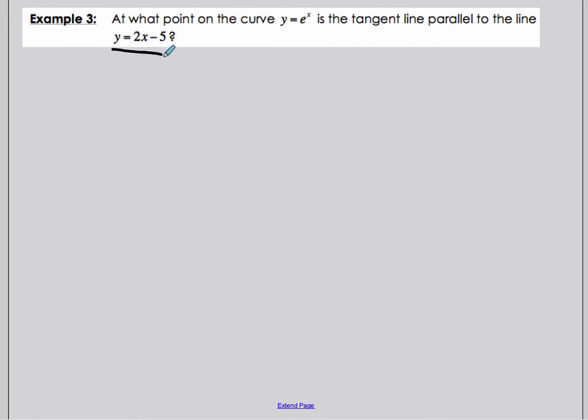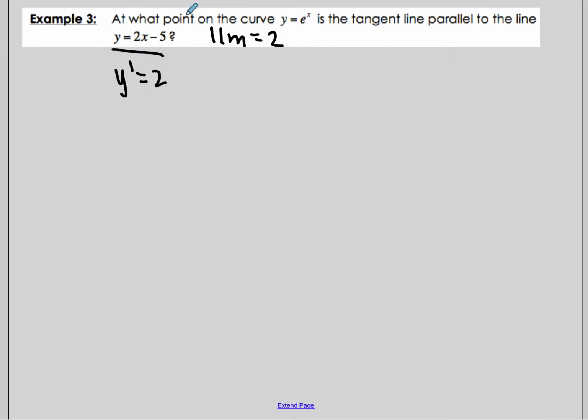If I'm going to be parallel to this line, you can all look at this line and tell me that my parallel slope would be the same slope as the line, and the slope of this line is 2. You could also confirm that by taking the derivative. So y prime equals the derivative of 2x, which is 2, and the derivative of negative 5 is 0. So this is telling me the slope of my line is 2, which also tells me my parallel slope is going to be 2.